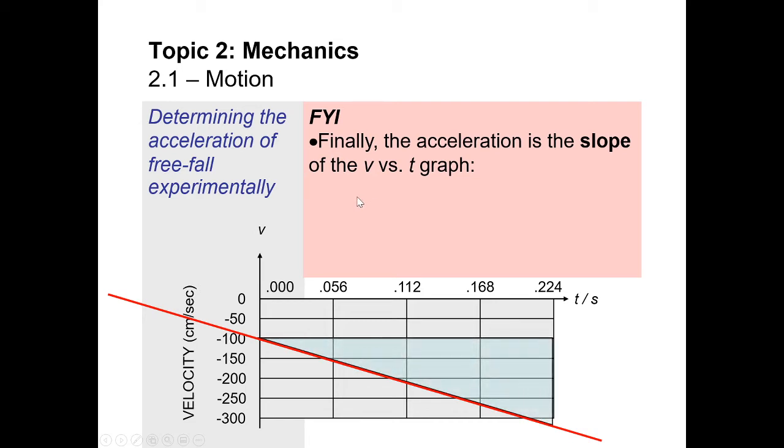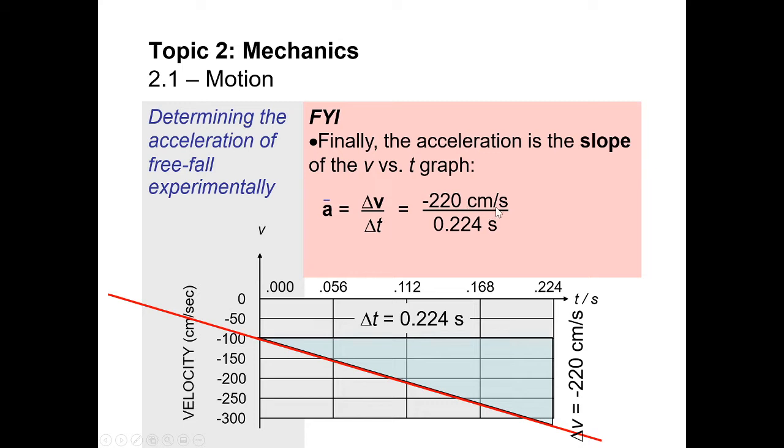So how do you find slope? You do rise over run, right? The run is the x values, that's time, and you can create any size triangle you want, based on what's convenient for you, what data points you can conveniently read. So the run is 0.224 seconds, and the rise is minus 220 centimeters per second. Acceleration is change in velocity over change in time, so minus 220 centimeters per second over 0.224 seconds, and we get minus 982 centimeters per second squared.